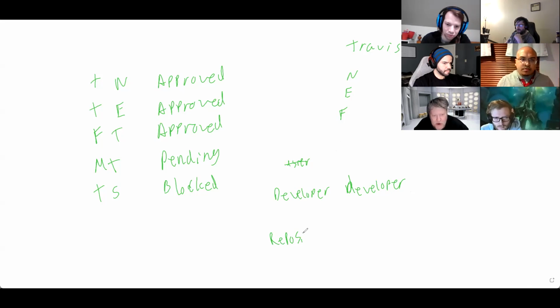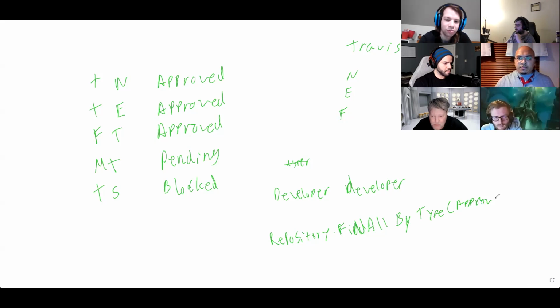What's that? Can't you just find by the type, by approval? Can't you just find by approval on the table? Could do, yeah, we could do a find all by type approved. Is that enough? No, we also need to know who the current user is. Yes, so find by.